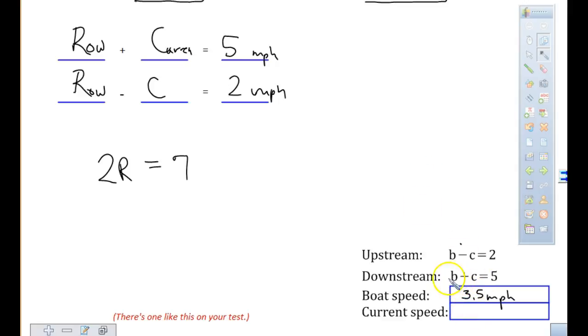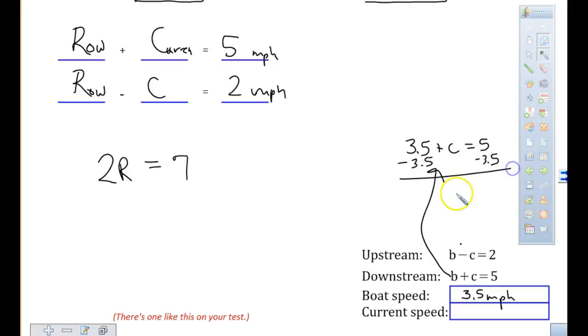Okay, so let's go back. This might be the easiest one to substitute into, right? My rowing or my boat is 3.5 plus the current has to equal 5. So I'm going to replace the speed of the boat and I'm going to subtract 3.5 from both sides and get what? Does it make sense we can't have 7? Yeah. We got to take 5 minus 3.5 and get 1.5. 1.5 miles per hour. Okay?